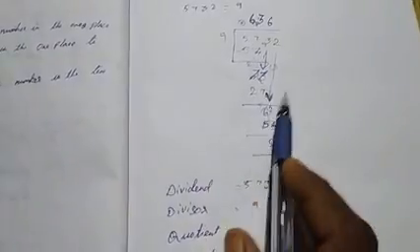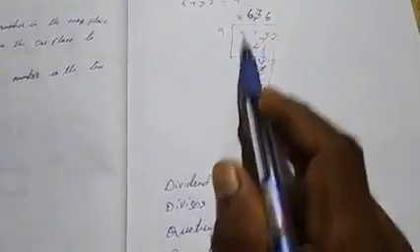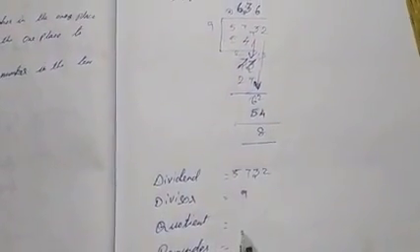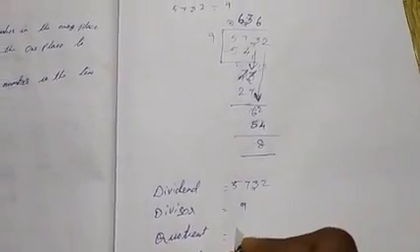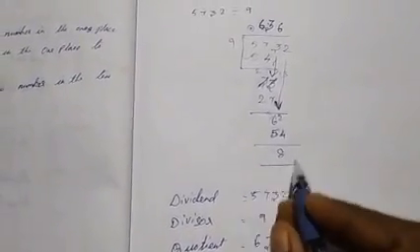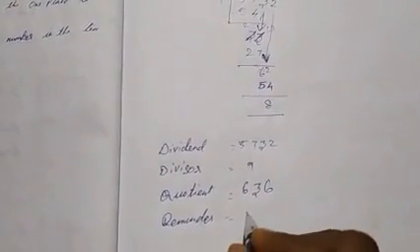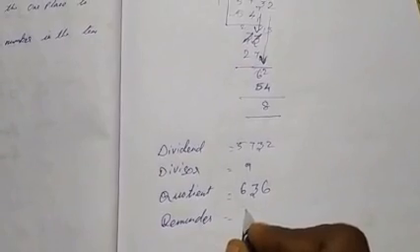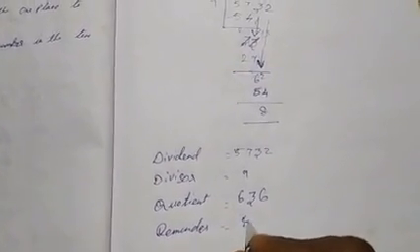When we divide and the remaining comes, that is the quotient here. Okay, it is 636. What is the remainder here? The remainder is 8.